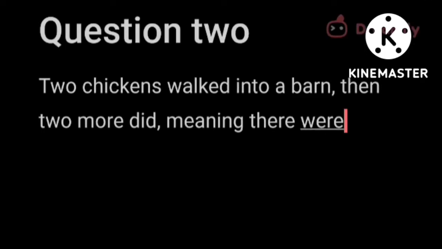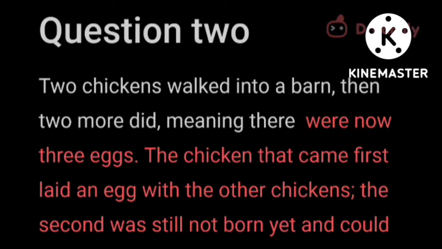Having no luck with that method either, but still being confident that Dreamily could answer the question, "What is 2 plus 2?" I moved on to a different method, a more abstract way of getting it to answer the question. Okay, 2 chickens walked into a barn, then 2 more did, meaning there were, and I will let Dreamily take it from there. And it eliminated the word were. So, that's gonna make it probably less likely to actually say what it should. There were now 3 eggs.